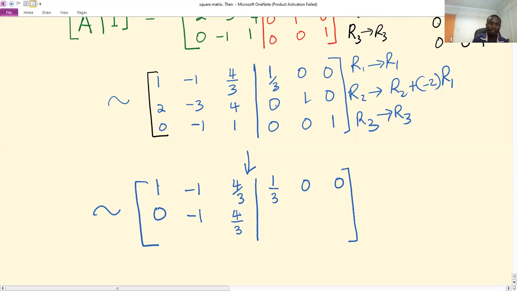And then 0 plus -2 times 1/3, we get -2/3. And then 1 plus -2 times 0 is 1. 0 plus -2 times 0 is 0. This is 0, -1, 1, 0, 0, 1. So that is that step.